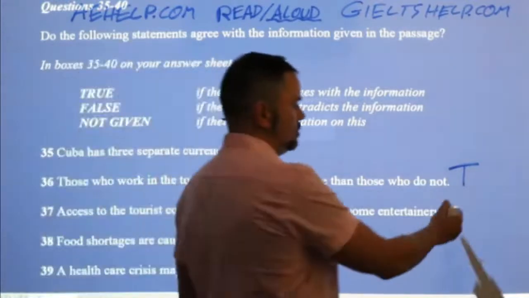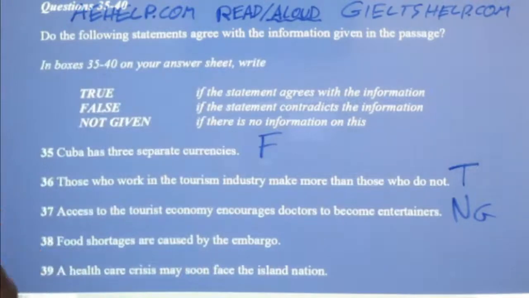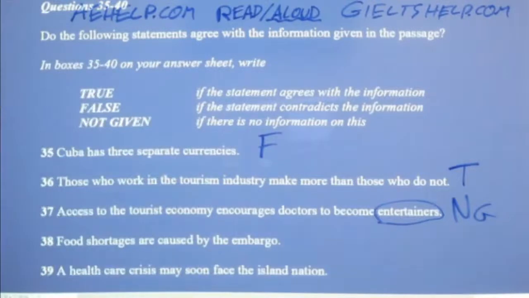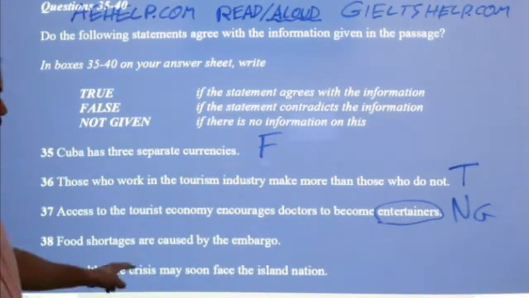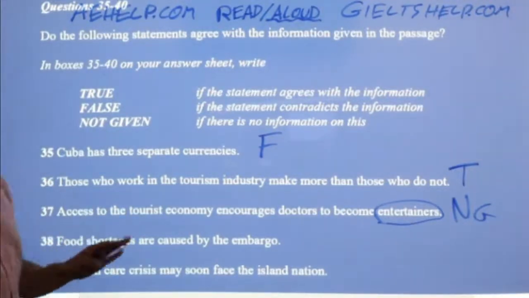It encourages them to participate in the tourist industry, but not necessarily become entertainers. Careful with these kinds of words that are too specific. So it's not important. Number 38, food shortages are caused by the embargo. Okay. Food shortages are caused by the embargo. Number 38. So does the embargo lead to food shortages? Is it important to know? Yes, it's important.